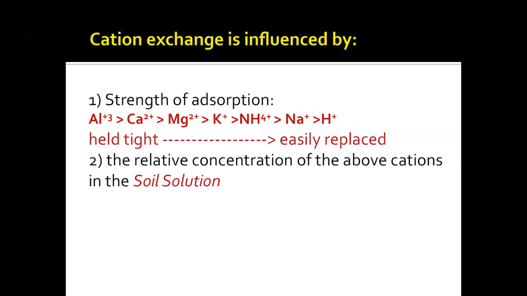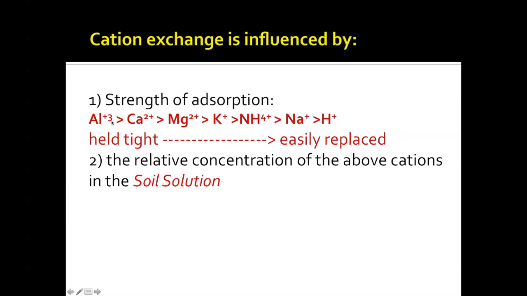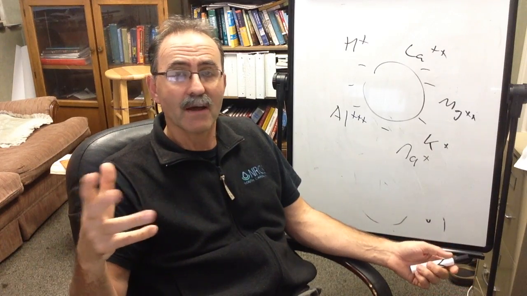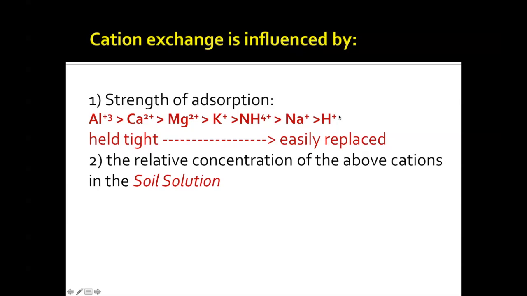Okay, so cation exchange is influenced by certain things. The first is the strength of adsorption. In the previous slide, you saw the strength of adsorption between the basic and the acidic cations. Here, aluminum's strength of adsorption is the highest, so it's going to replace a calcium or magnesium if it's around in solution, and these are tied to that clay. Hydrogen is your lowest strength of adsorption, but if there are enough hydrogen ions around in that soil solution, it's going to kick those others out.